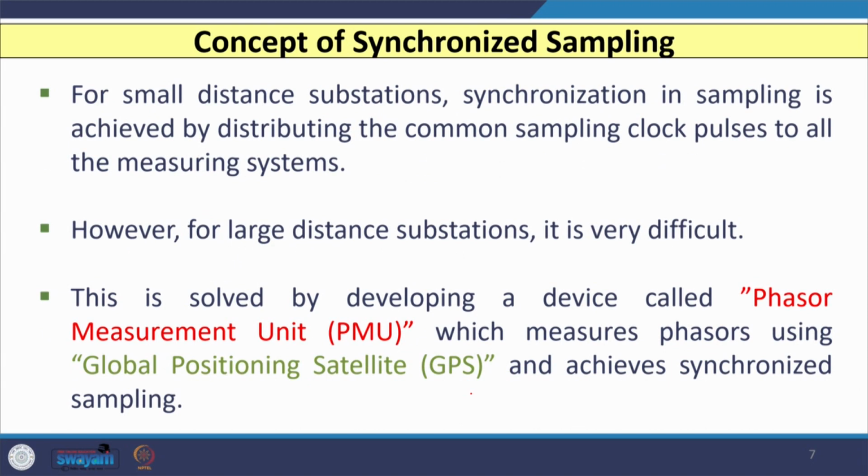If we want to obtain synchronized samples at different substations, then for small substations, synchronized sampling can be easily achieved by distributing a common sampling pulse to all the measuring systems. But when we have large substations, implementation of this concept is very difficult.